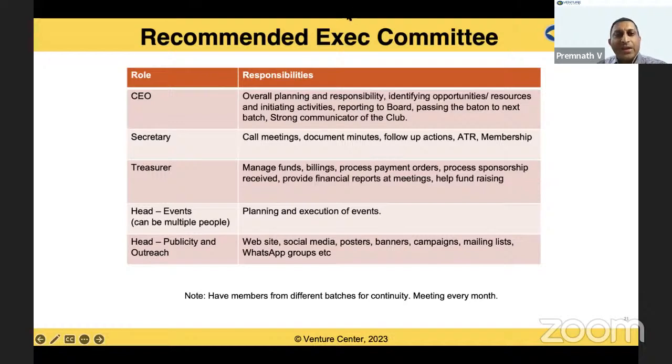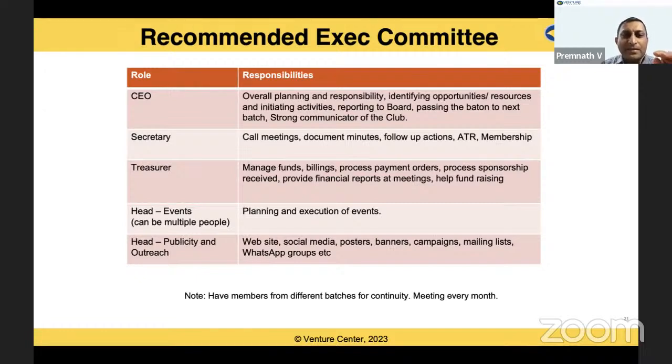I am intentionally calling it the CEO. You can call it president, whatever you want to call it, the club. But I think it's good to have it running like a company. The CEO is the final. The buck stops with the CEO, and the final decision has to be there.